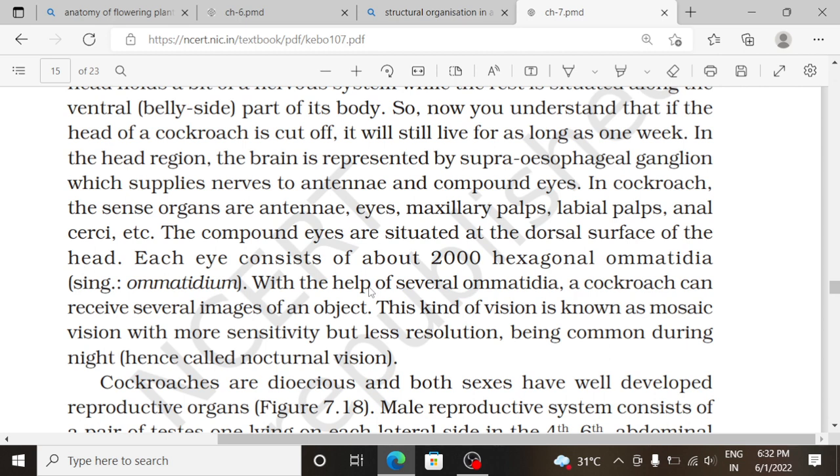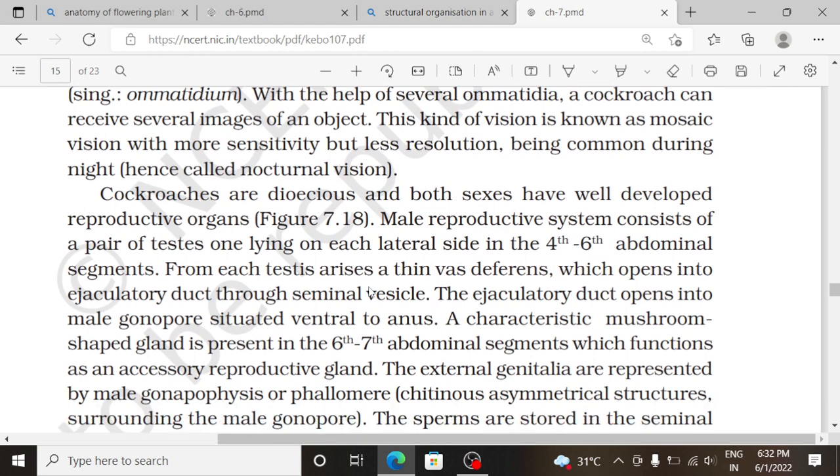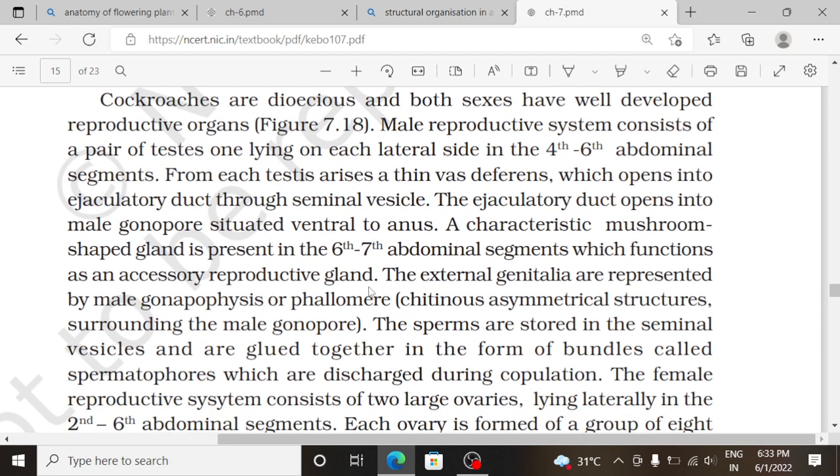The compound eyes are situated at the dorsal surface of the head. Each eye consists of about 2000 hexagonal ommatidia, singular ommatidium. With the help of several ommatidia, a cockroach can receive several images of an object. This kind of vision is known as mosaic vision, with more sensitivity but less resolution. Being common during night, hence called nocturnal vision. Cockroaches are dioecious and both sexes have well-developed reproductive organs.